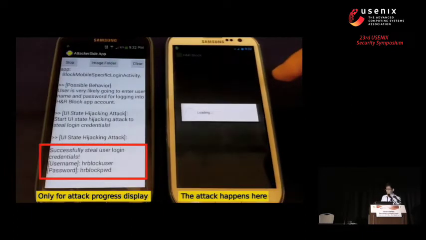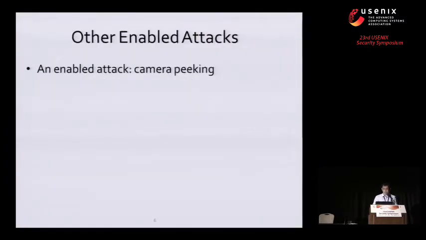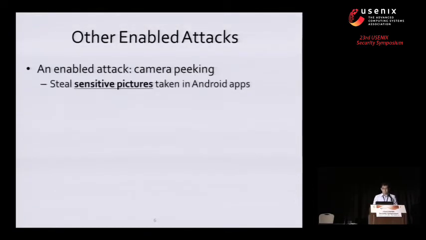And we can see username and password just stolen. So it seems that US state tracking breaks the GUI integrity. So can we also break the confidentiality? The answer is yes. We have some other attacks built on US state tracking. One of them is called the camera peeking attack. The goal of this attack is to steal the sensitive pictures taken in Android apps.